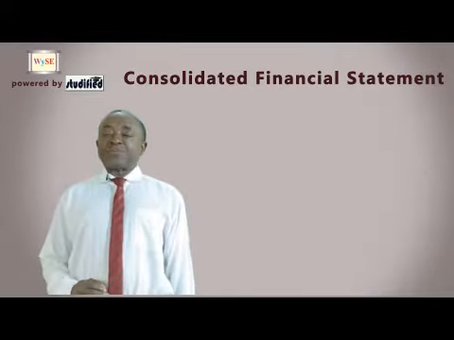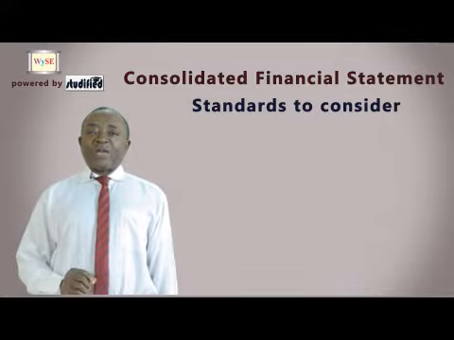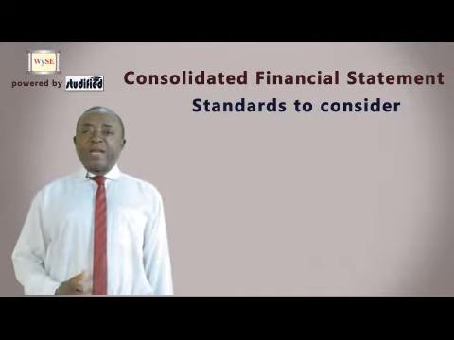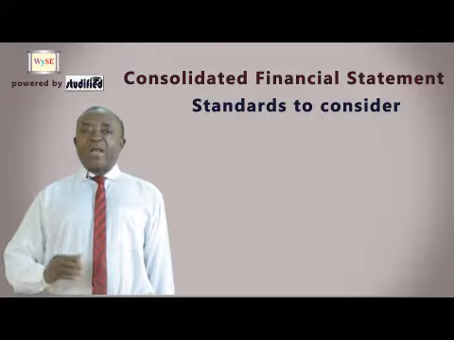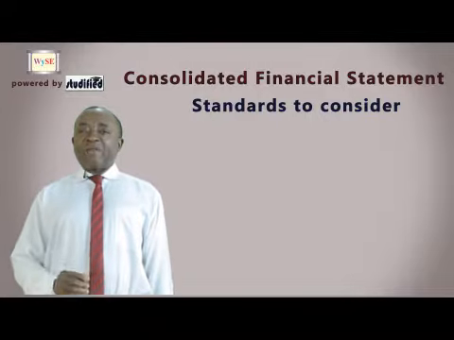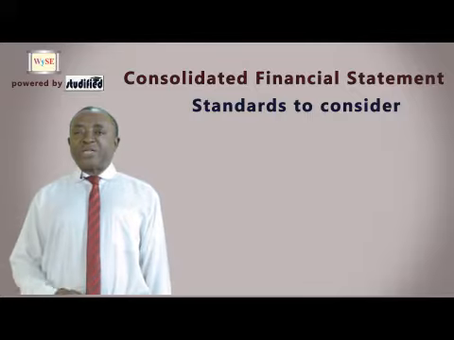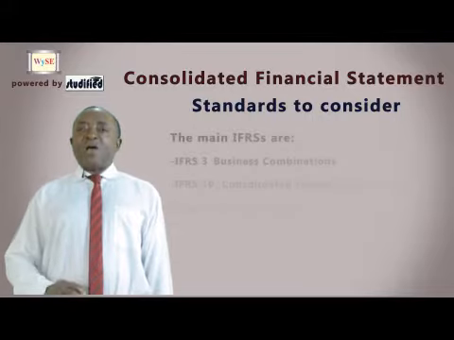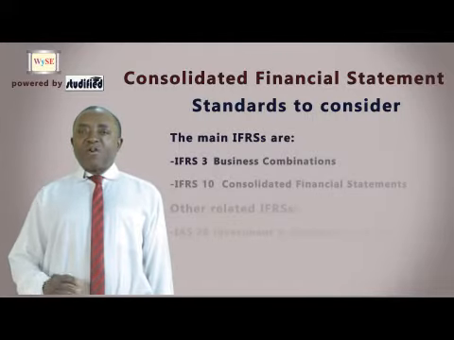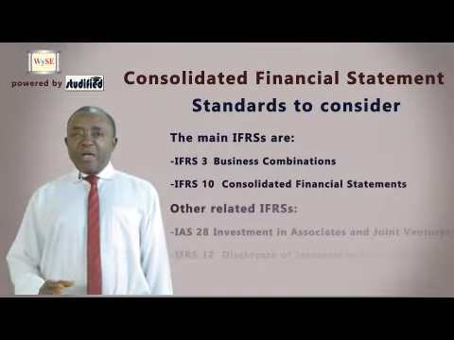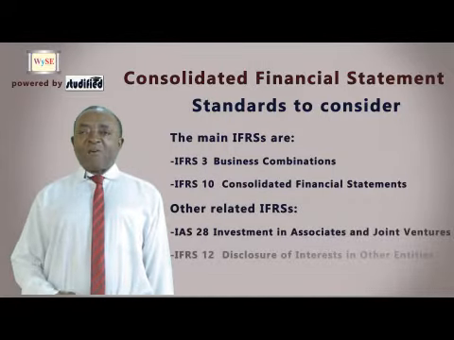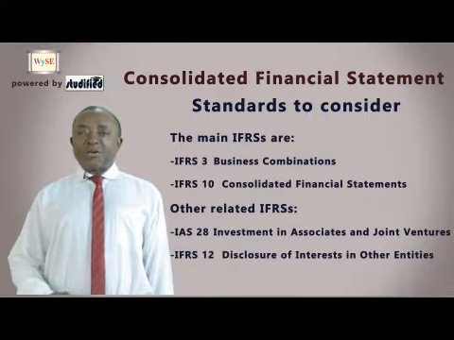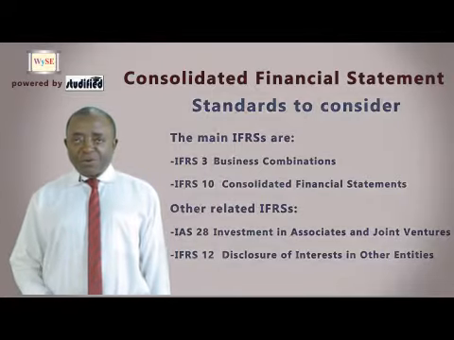Now, the standards that we are going to consider for these lectures, the main standards that will guide us in understanding business combinations and consolidated financial statements are IFRS 3, titled Business Combinations, and IFRS 10, titled Consolidated Financial Statements. Other related IFRSs, which of course will be mentioned as we proceed, are IAS 28, accounting for associates and joint ventures, IFRS 12, disclosure of interest in other entities, and so on.